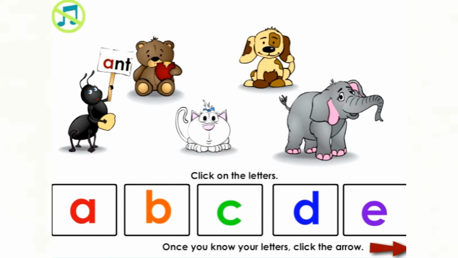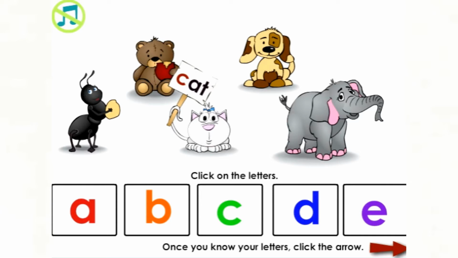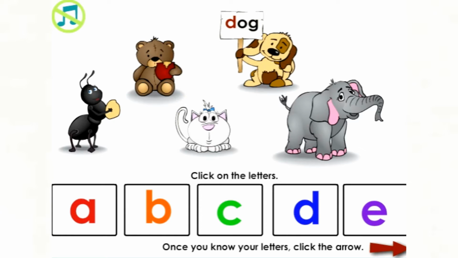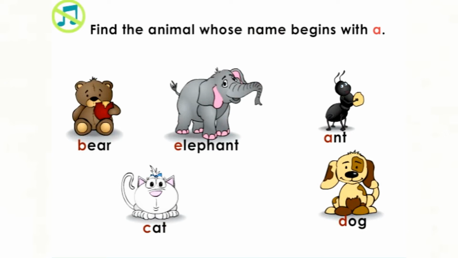A begins with A. B. Bear begins with B. C. Cat begins with C. D. Dog begins with D. E. Elephant begins with E. Next page. Find the animal whose name begins with A.